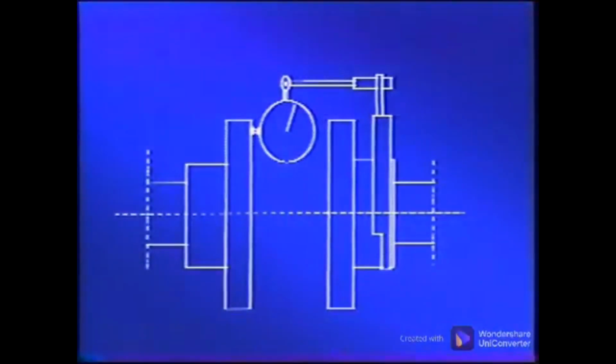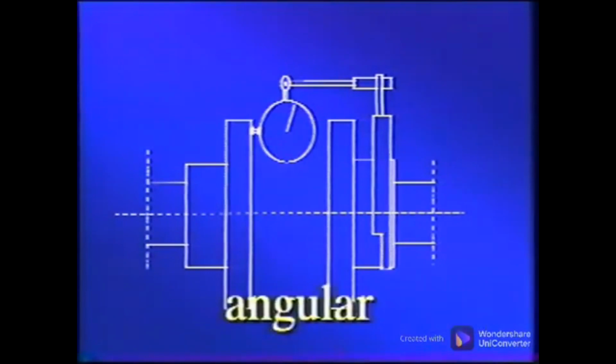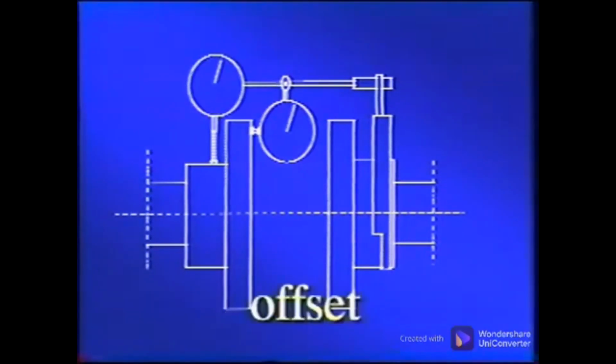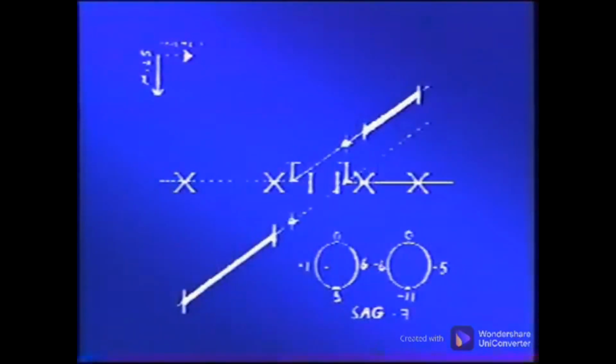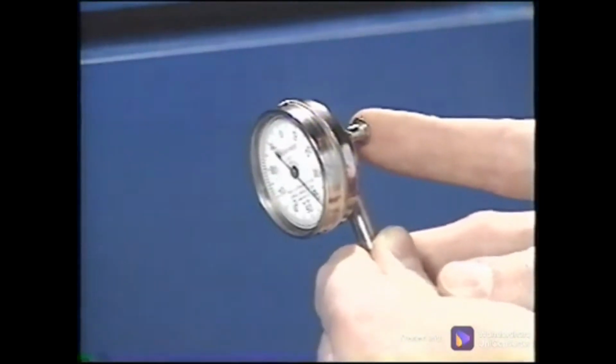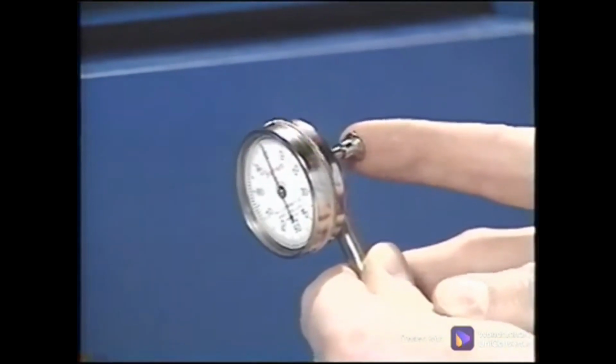When only one shaft can be rotated, the face rim method can be employed, which uses a dial indicator on the coupling face to measure angular misalignment, and a dial indicator on the rim to measure the offset misalignment. The dial indicator readings are then graphically or mathematically projected to the machine feet to determine the required adjustment and shimming for each foot. A dial indicator has a spring-loaded plunger in the back, which turns the needle in the face as it is moved in or out.